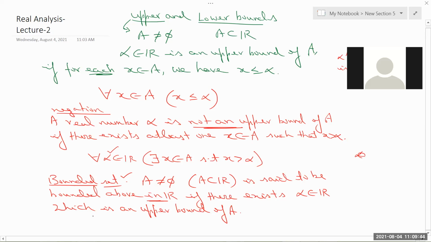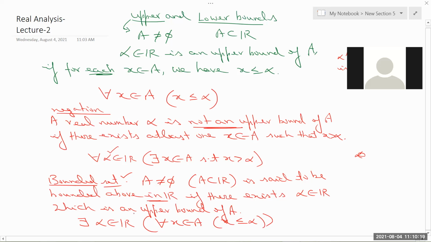So in terms of quantifiers, we may write it as follows, that a non-empty subset A of R is bounded above in R if there exists at least one alpha, at least one upper bound, such that every element of the set is satisfying this condition, x is less than equal to alpha. Is it clear to everyone, this statement? कोई doubt तो नहीं ना, मैं आगे move करूं? That there exists at least one alpha.